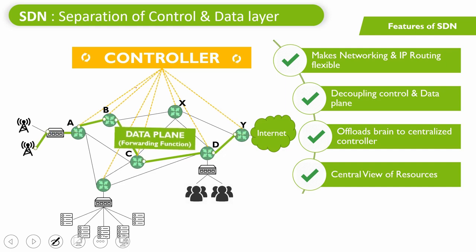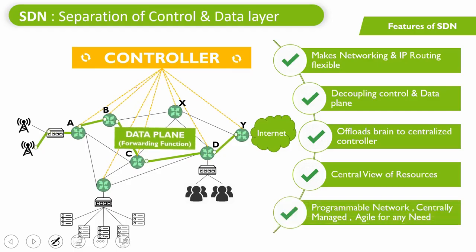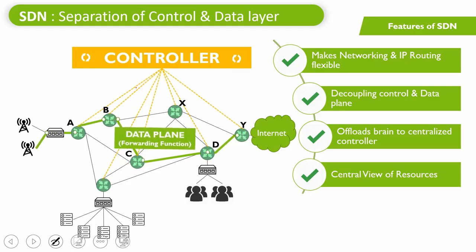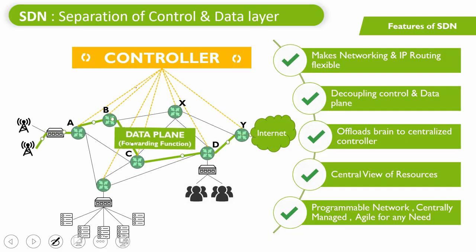It does consider what's happening in the life of router D. In case there is some outage or some link congestion or some problem or some degradation with router D, it will route the traffic via router X. That's the beauty of SDN. It keeps an end-to-end eye on the network. Now, in last, the network is much more programmable, it is centrally managed, and it is agile for any need.